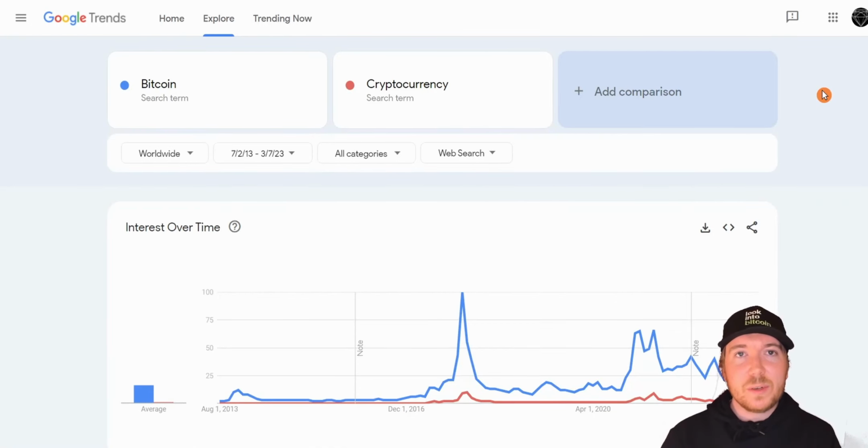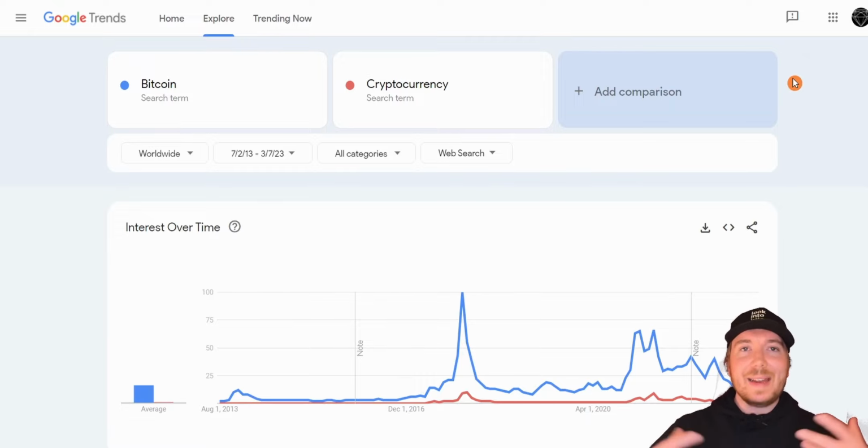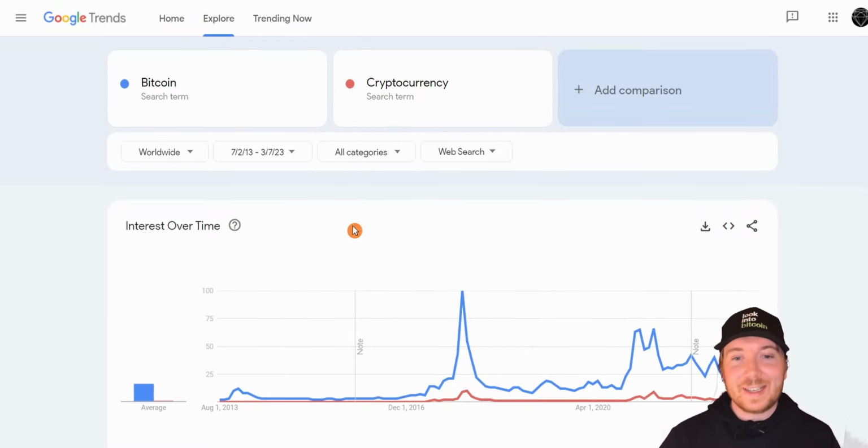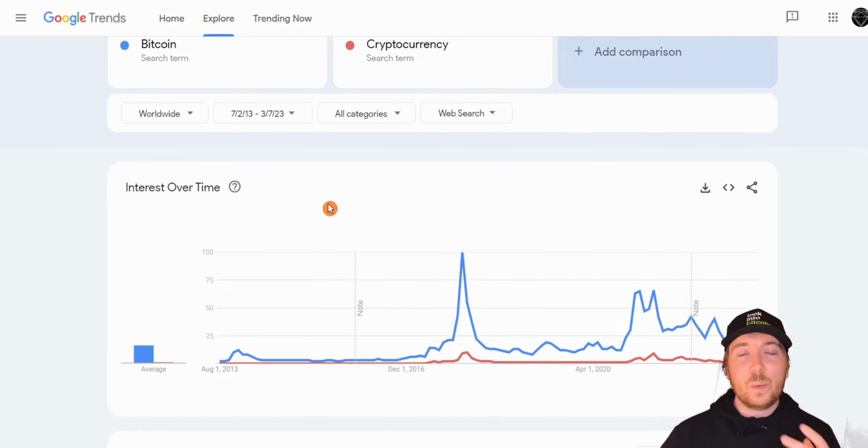Third might be one you've used before or at least seen references to, and this is just the Google Trend search terms for any given search we put in. So for now, I've just put in Bitcoin and cryptocurrencies, which gives us a fairly decent overview of what we're interested in. And we can see over the past decade, the worldwide search trends for Bitcoin and cryptocurrency.